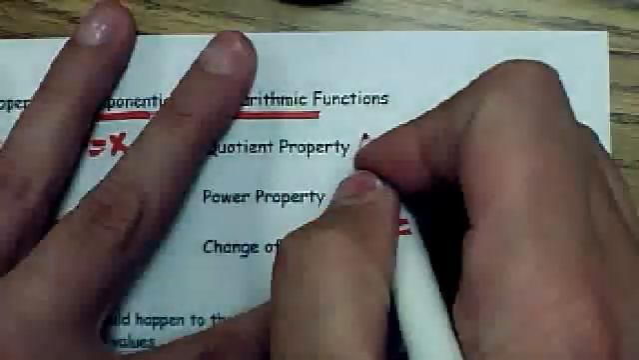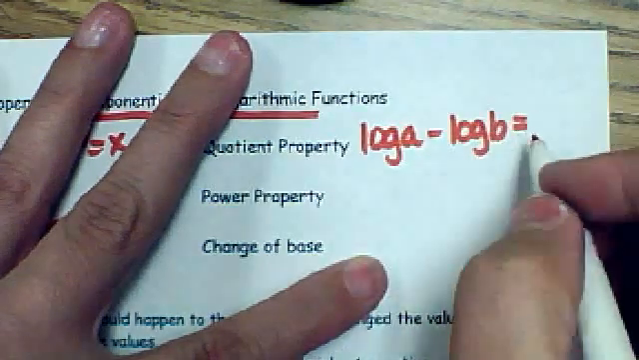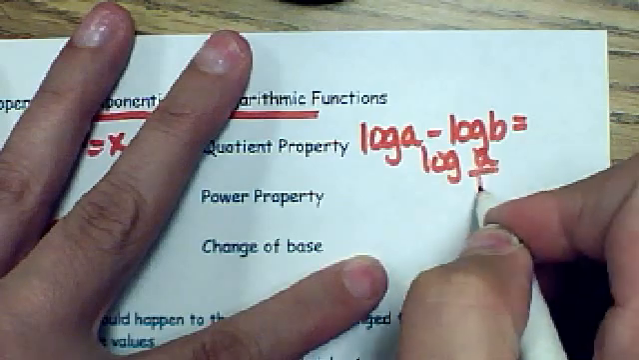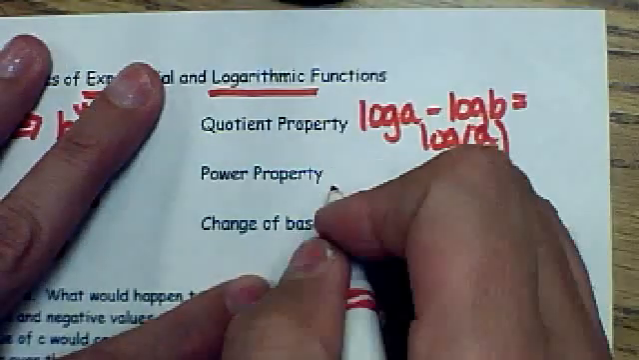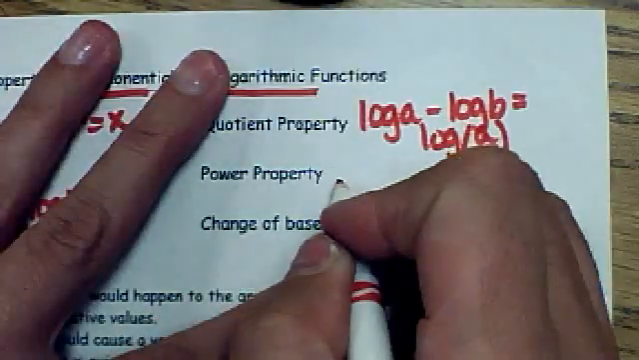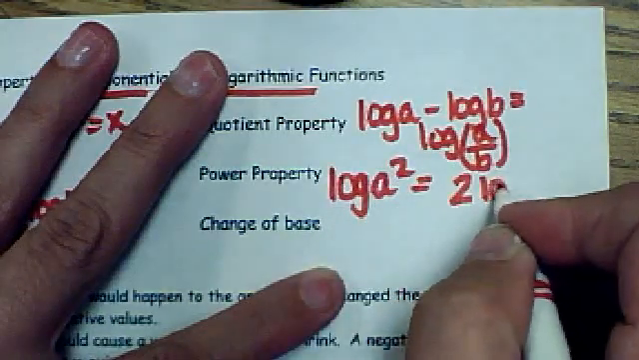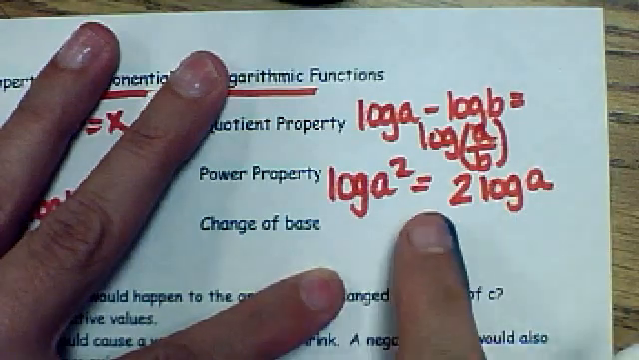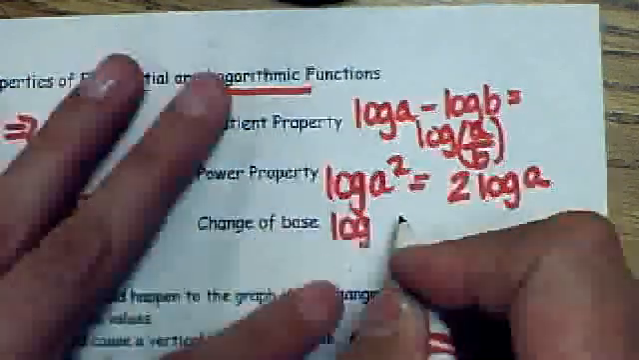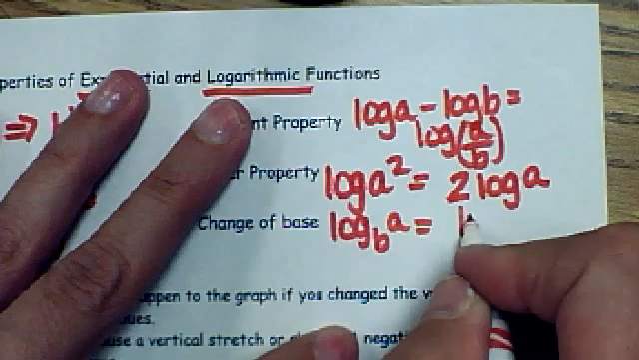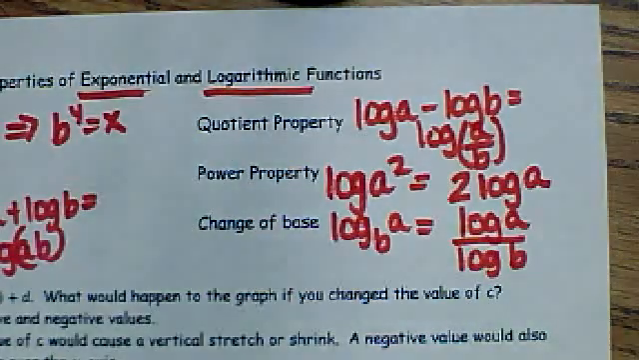The quotient property says log a minus log b equals log a divided by b. Power property says that if we have log of a squared, that equals 2 log a. Or vice versa, 2 log a equals log of a squared. Change of base says if we have log base b of a, that equals log a over log b, so that you can put it in your calculator to solve it. Those are our log properties.